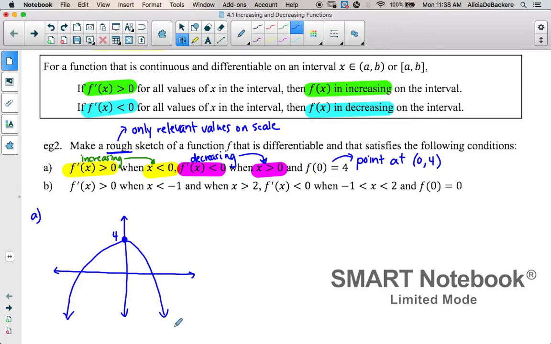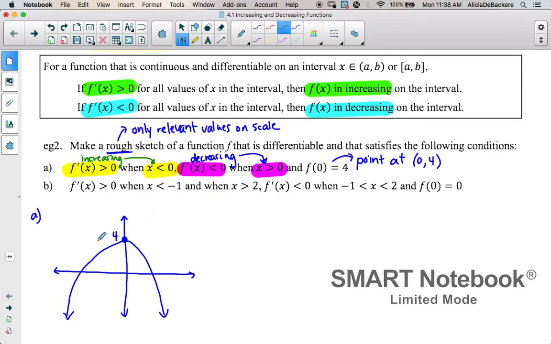It could be a perfectly even parabola. It could be an absolute value function. I would be increasing then, and then heading down, decreasing. The only reason I know it's not an absolute value function is because they told me that f is differentiable, and that would mean everywhere. And an absolute value function is not differentiable at its vertex point.